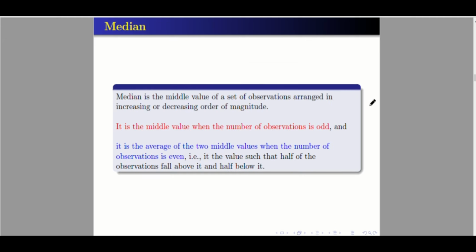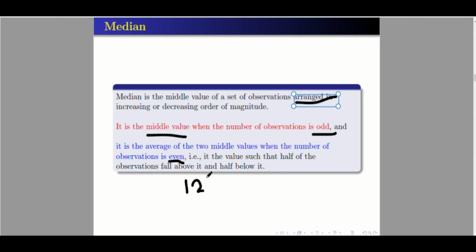Okay, now let's go to the median. Median is just the middle value. So if it's a middle value, of course, we need to arrange your data. As much as possible, for me, it's better if it's increasing. So if the number of observations is odd, then we only have one middle value. But if it's even, then we have two middle values.